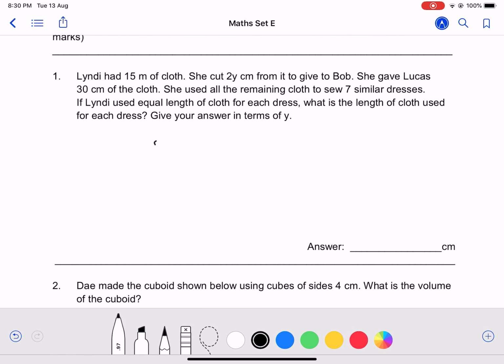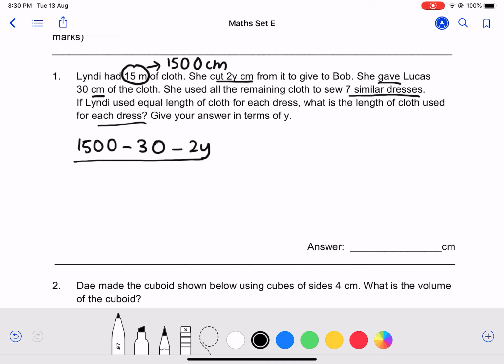Alright, question number 1, with 15 meters, I convert this into 1500 centimeters because of the centimeters here. So what happens is you give away, and with this 1500 I'm going to minus away 30 cm. And with this 30 cm, she also cut 2y away and give it to somebody else. The remaining one, she actually sold 7 similar dresses, and you're interested in only one dress. So when you divide this by 7 dresses, you will be able to find 1.